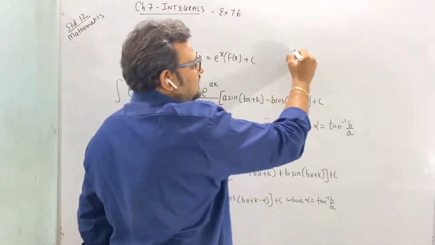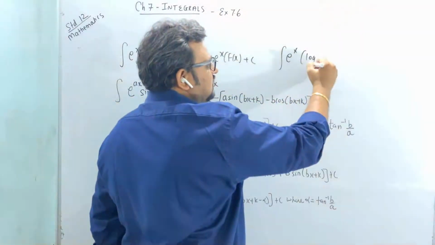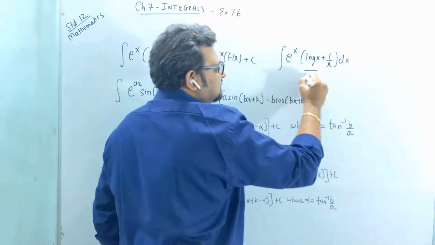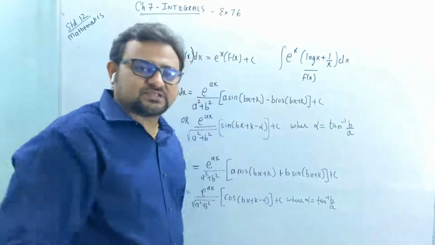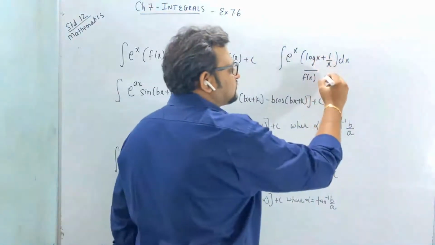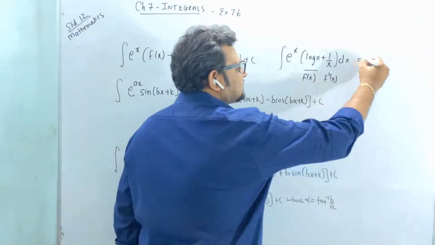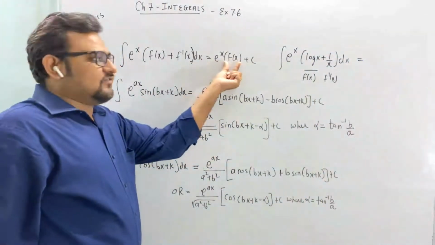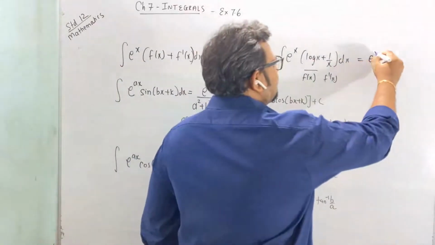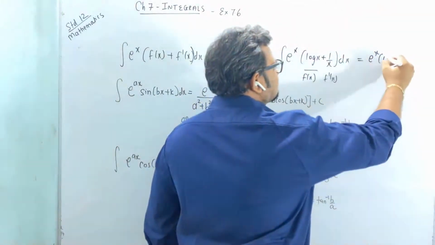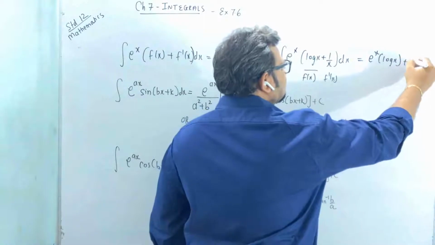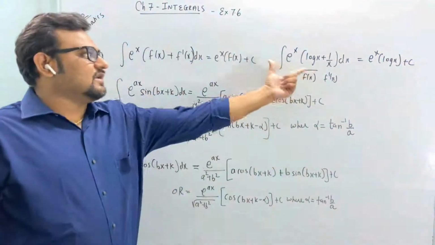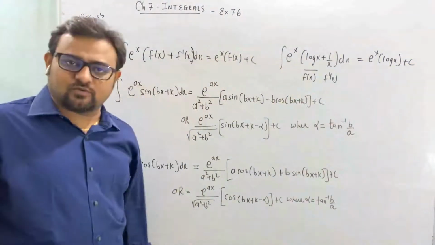If the question is like this: integral of e raised to x times log x plus 1 by x dx. See, this is f(x), and what is the derivative of log x? 1 by x. So this is f'(x). If I use this formula, e raised to x f(x) means e raised to x log x plus c. Clear? So this will be our answer according to this formula.